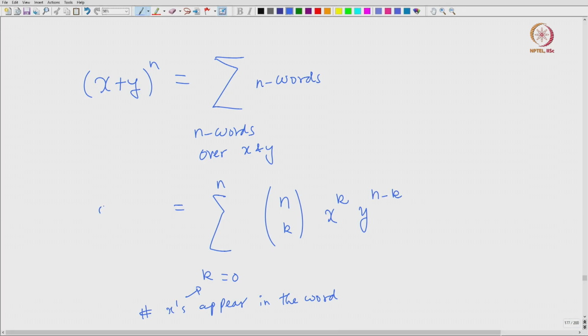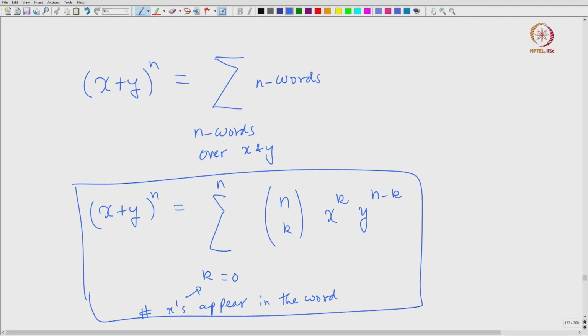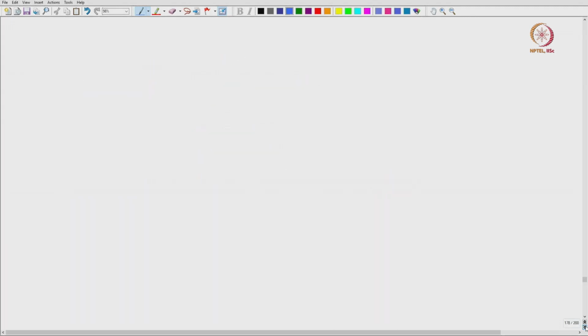So, that tells us that (x + y)^n must be equal to the summation of n choose k times x^k times y^(n-k), and this is true for all non-negative integers n, and this is what the binomial theorem says. So, I am going to leave the Vandermonde identity as an exercise.